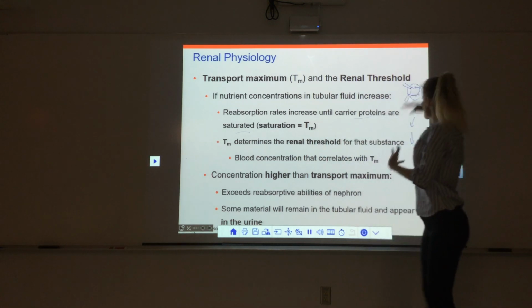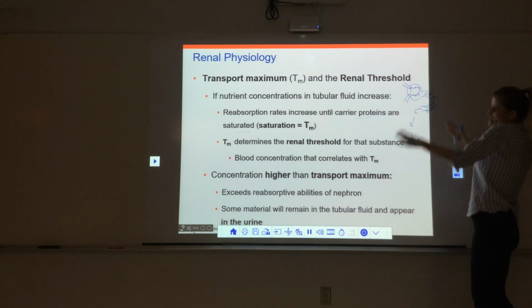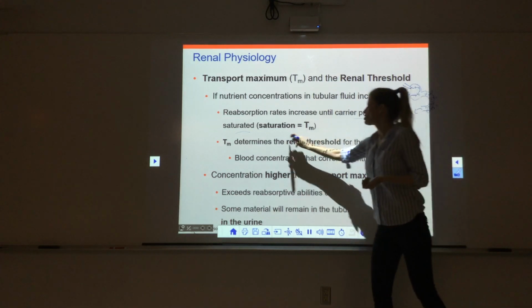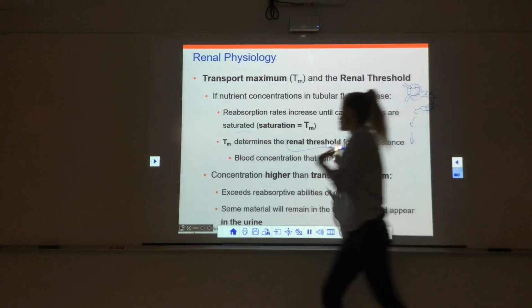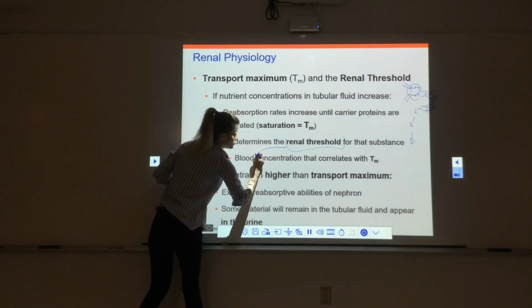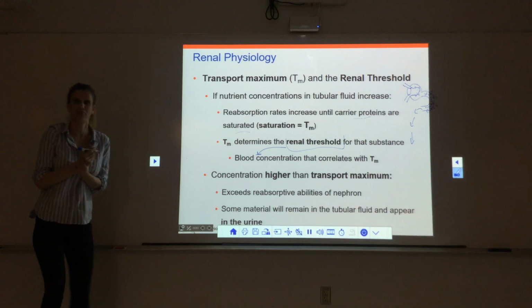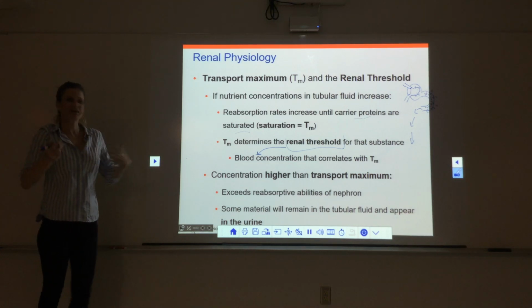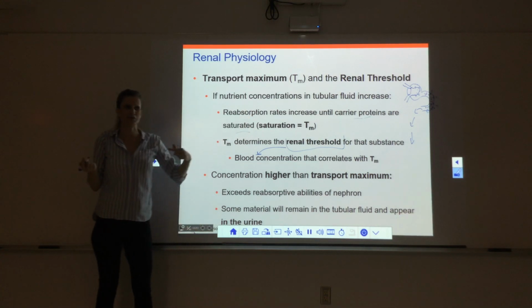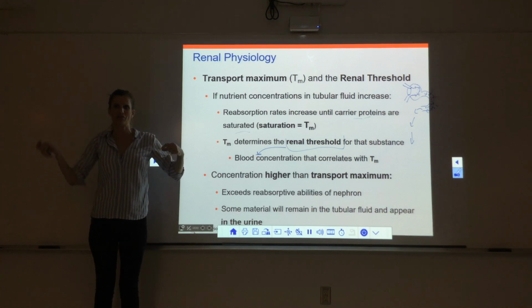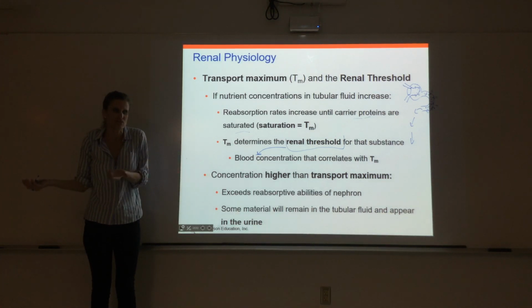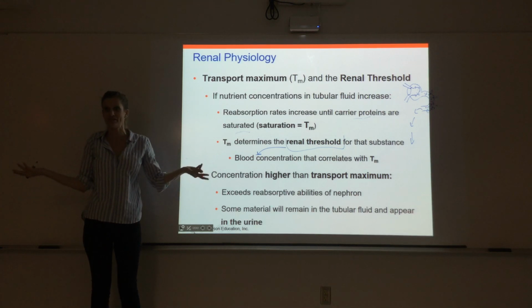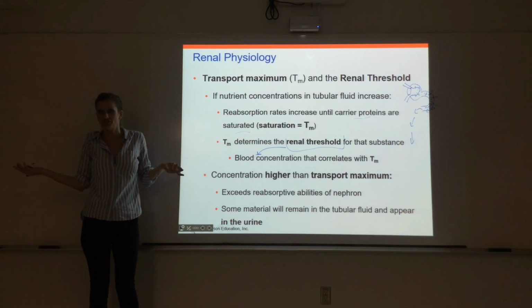Whatever your number of transporters is, that determines what the renal threshold is going to be. Now, the renal threshold is an actual serum concentration, or blood concentration, because we can't very easily go to somebody and measure how many transporters they have in all of their nephrons. That's just not feasible. But it's really easy to poke someone and see what the blood concentration is.